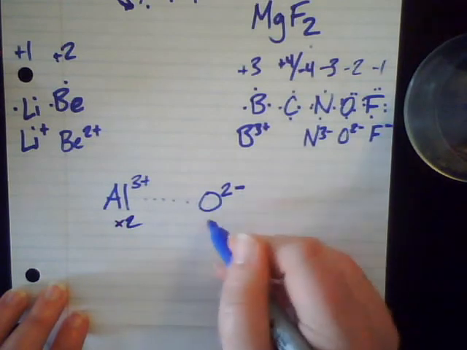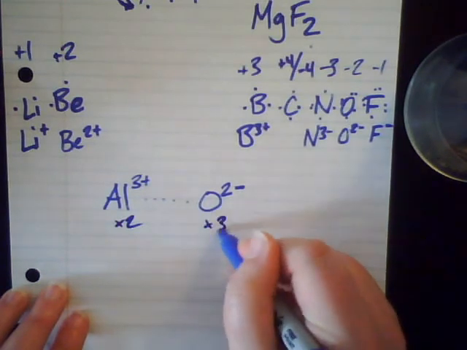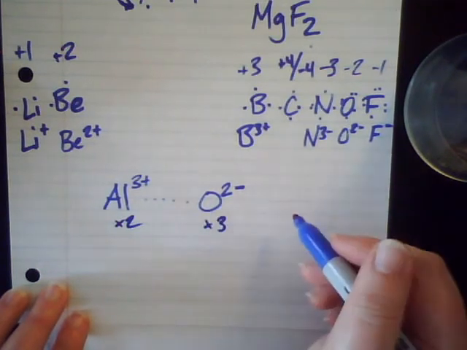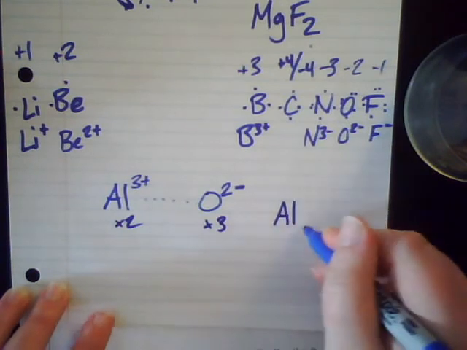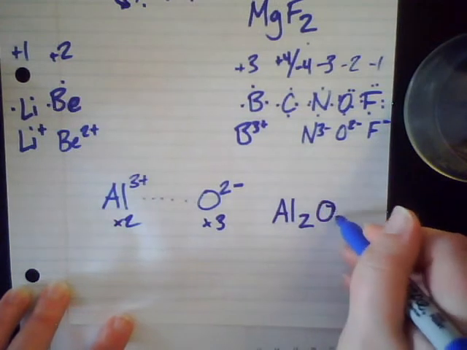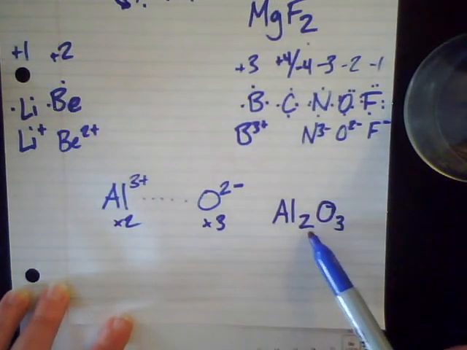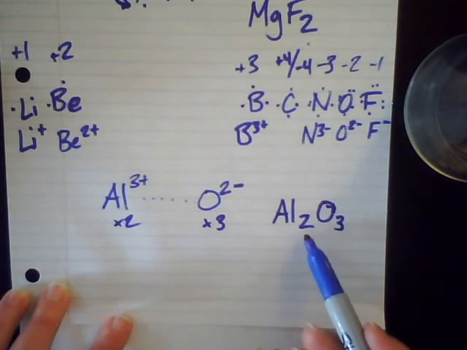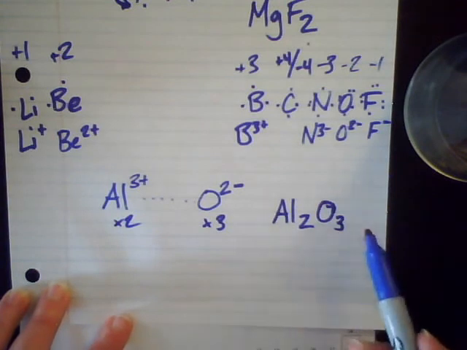And to get my oxygen to 6, I need to multiply by 3. So when I put these together, I end up with Al2, that's 2 times my 3, plus O3. So aluminum oxide, Al2O3. Again, the subscript's telling me how many of that element that they're following.